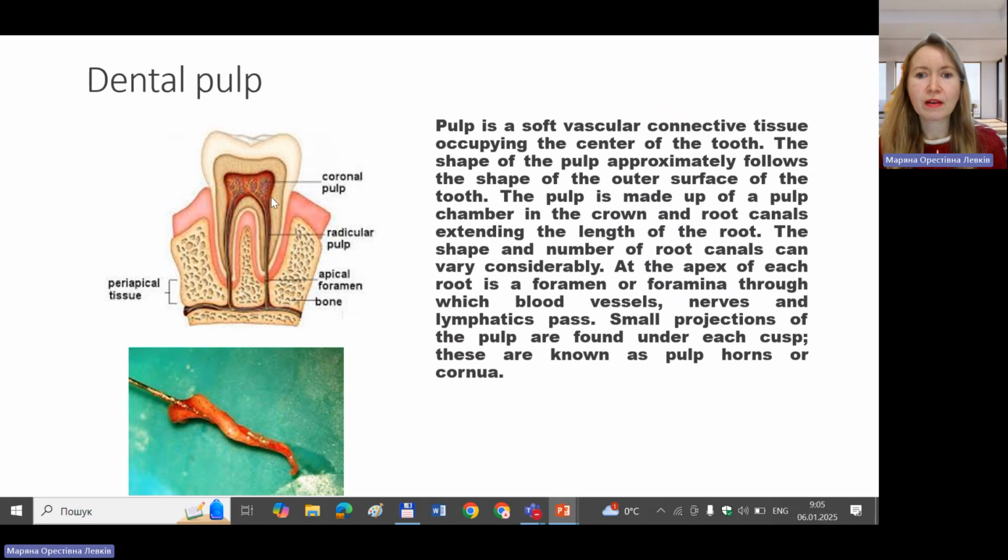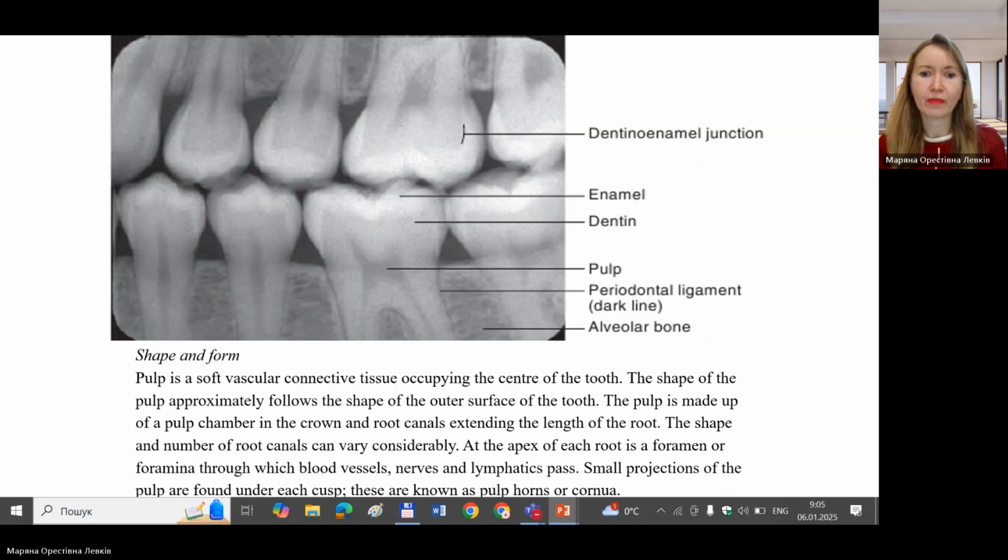Small projections of the root canals are found under each cusp. These are called root canal orifices. The shape and form of the pulp tissue can be easily visualized on the X-ray. Pay attention to this X-ray translucency. This is the pulp chamber, and these are pulp horns that can be found under each cusp.